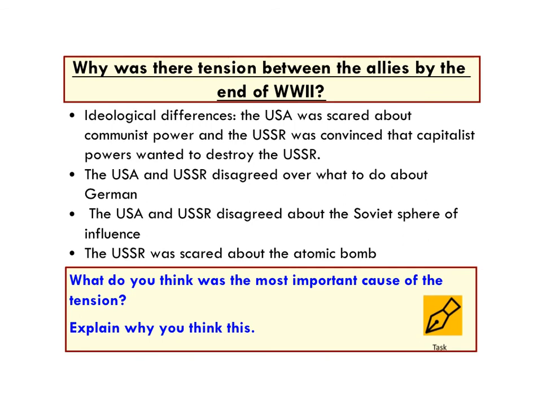Another reason was that the USA and USSR disagreed over what to do about Germany. The USA and the USSR also disagreed about the Soviet sphere of influence in Eastern Europe and how much power the USSR should have in Eastern Europe. And finally, the USSR was very scared about the atomic bomb. So what I'd like you to do is to choose which of those you think is the most important cause of tension and explain why you think this. If you could, when you do this, write out the bullet point that you think is most important, and then underneath explain why you think that was the most important cause of tension. So pause your video now to have a go.